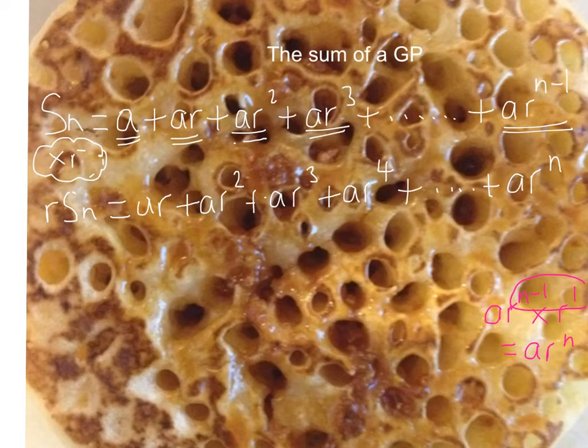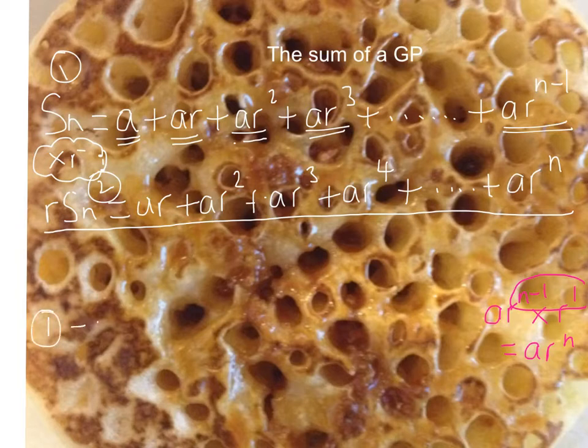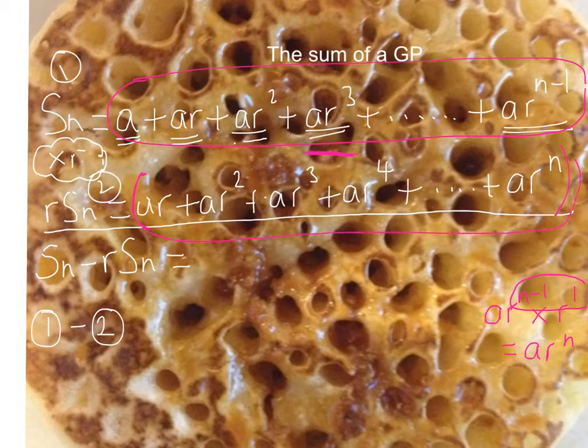Okay, so now what I'm going to do is I'm going to take a big fat line and I'm going to call the first one number 1 and I'm going to call the second one number 2 and I'm actually going to do number 1 subtract number 2. Do you remember in the AP one we added them, in the GP one we subtract? So I'm going to get Sn minus R lots of Sn equals. Now, if we put a big fat line around the second one, we've got to do the whole of the first, so that's the whole of this bit, and then we've got to subtract the whole of this bit.